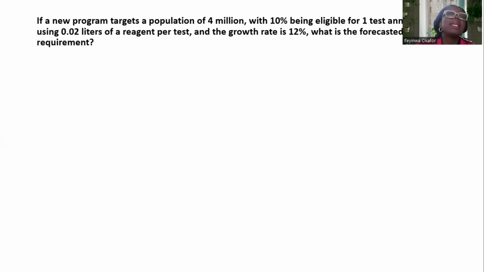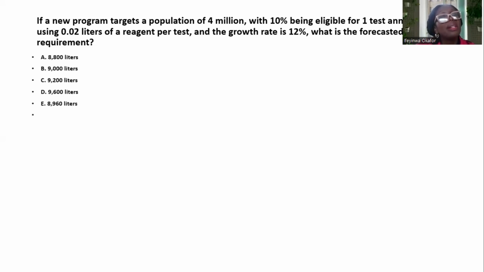If a new program targets a population of 4 million, with 10% being eligible for one test annually, using 0.02 liters of a reagent per test, and the growth rate is 12%, what is the forecasted reagent required? We have A, 8,800 liters, B, 9,000 liters, C, 9,200 liters, D, 9,600 liters, E, 8,960 liters.